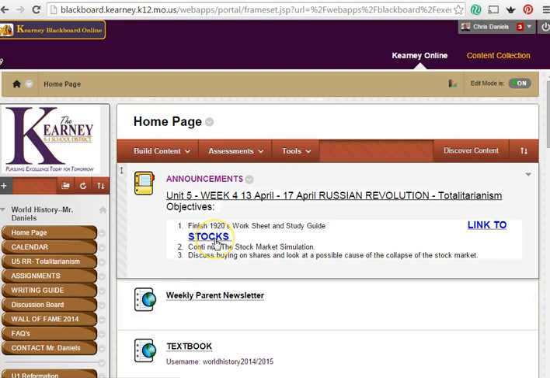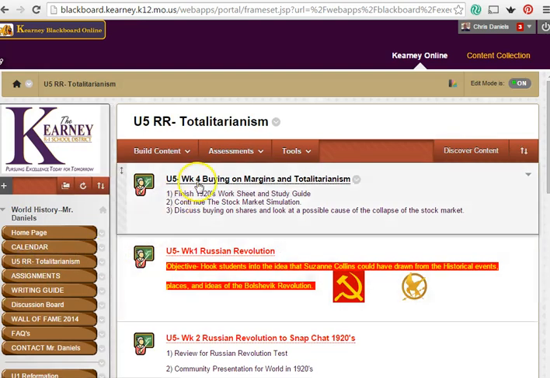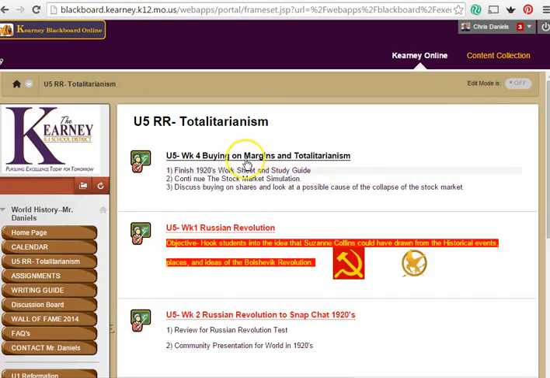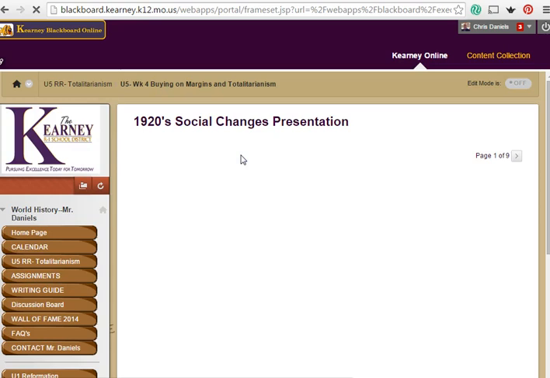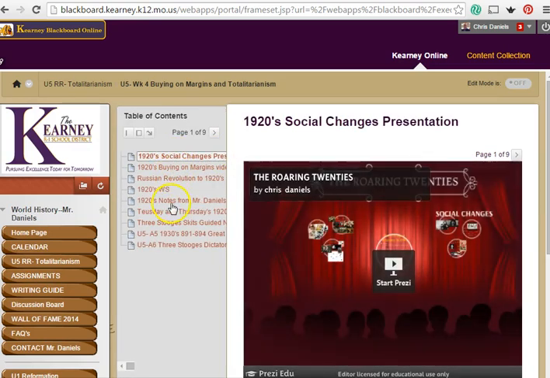Just a quick reminder, a link to stocks are right here. We're in Unit 5, Russian Revolution Totalitarianism. I moved week 4 up here so you wouldn't have to scroll down to find it. Once you go to week 4, it's going to look like this. Social changes presentation is here. Your table of contents pops up over here.